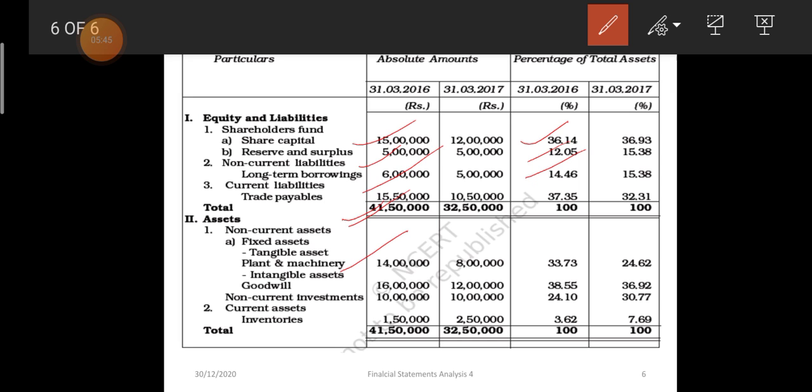When we divide 14 lakh by 41 lakh 50,000 and multiply it by 100, it is 33.73%. Similarly, we have calculated the percentages. And here in this case, for the year ending 17, 12 lakh will be divided by 32 lakh 50,000, so it is 36.93%. 5 lakh divided by 32.50, it is 15%. 5 lakh divided by 32, 15.38%. 10 lakh divided by 32.50, it is 32%.